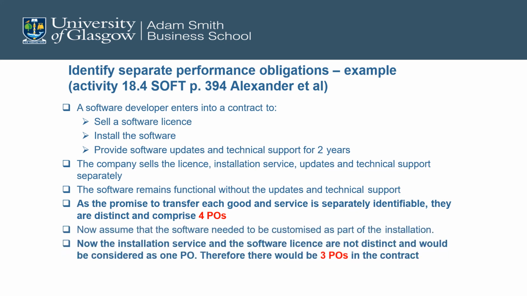But if you assume that the software needs to be customized as part of the installation, now the installation services and the software license are no longer separately identifiable. So they would be considered as one PO. Then we would see 3 POs in this particular contract.